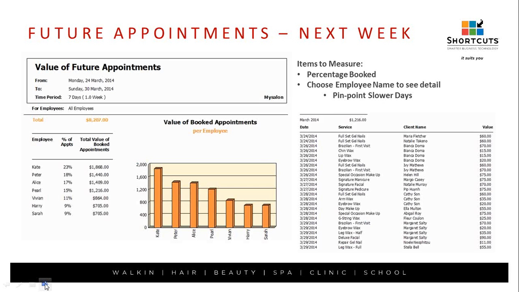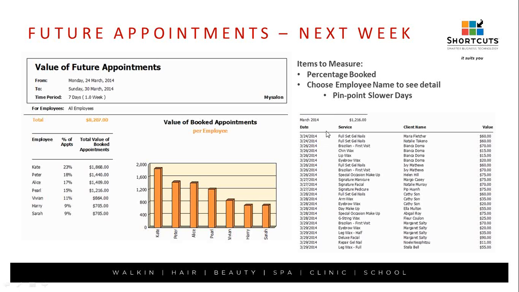Brilliant. So this is showing the report for next week. You'll see here it gives us an outline of each employee and their percentage of appointments. So it totals the percentage of their appointments overall. We'll see that Kate at the moment has got the highest percentage, she's got 23, and her total value of bookings. So it gives us an overview of everybody, and then you can click on an employee itself, and this will give you the breakdown at the side.